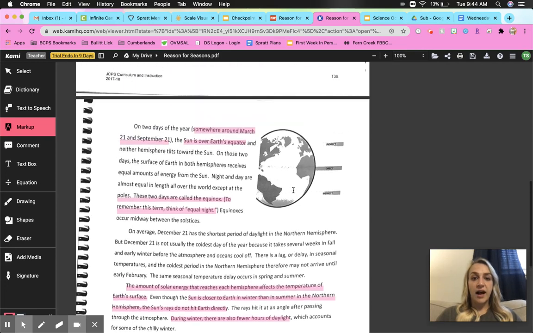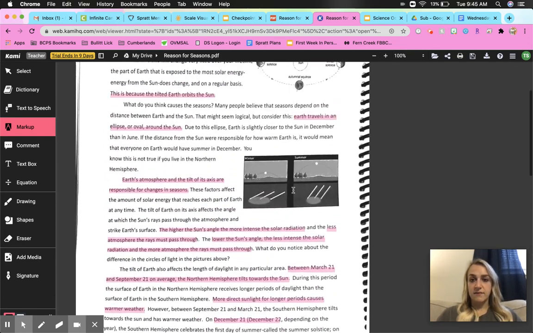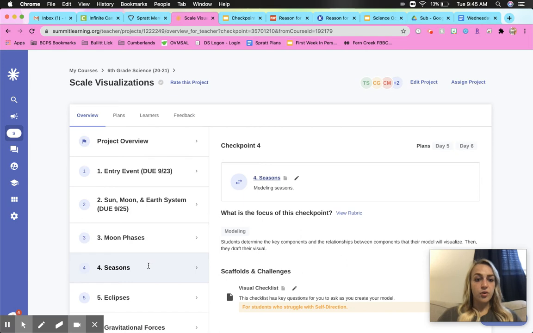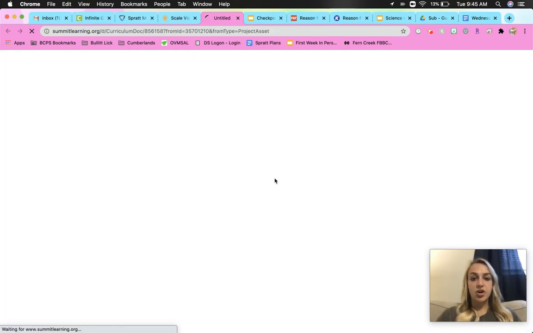So now that we've read and highlighted this information on this article, you're going to be able to use this and go into Summit Learning, and you're going to go to the Seasons checkpoint. You're going to go to your year view, go to Science, click Scale Visualizations Project, go to Checkpoint for Seasons, and you're going to click that.